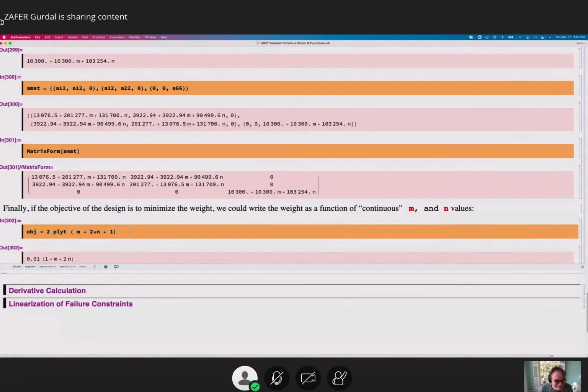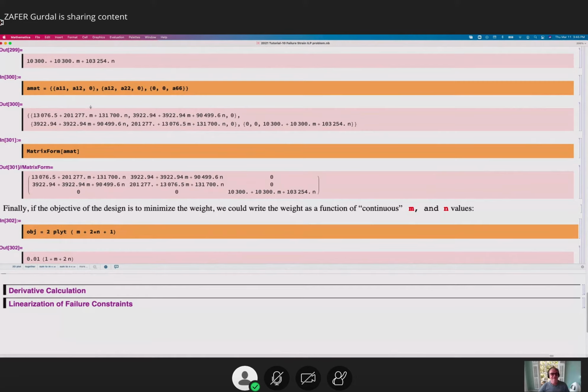So this is where I think sequential linear programming and sequential integer linear programming is going to come handy. All right. So now let's get to the derivative calculations.